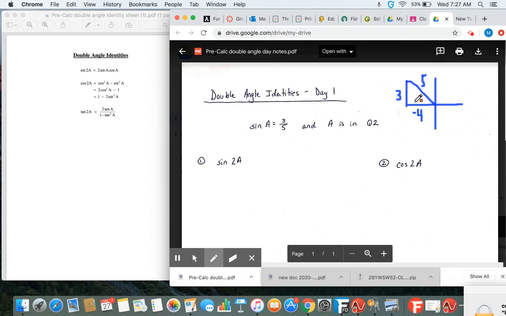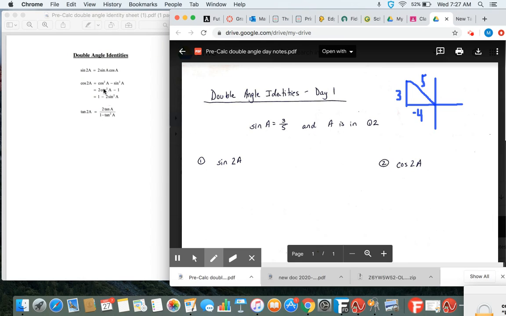Now, because it's in quadrant 2, the x values in quadrant 2 are negative. The y values are positive. So the signs matter. As you move through different quadrants, make sure you're putting the appropriate sign. The hypotenuse, r here, is always going to be positive. But x and y change depending on where you're at.